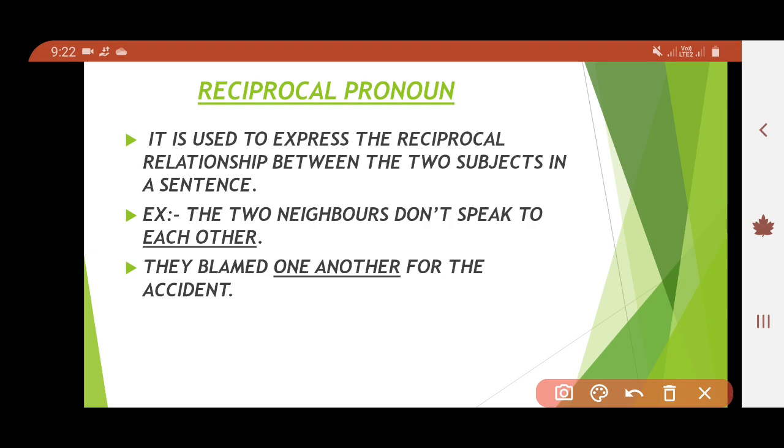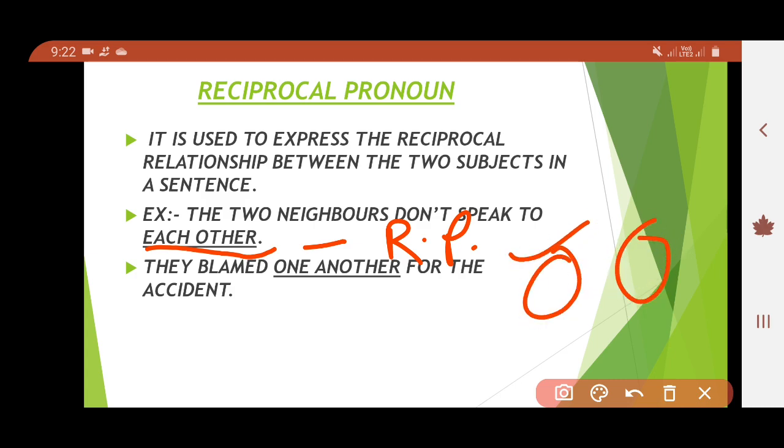The two neighbors don't speak to each other. Here each other is the reciprocal pronoun. In this sentence it is not saying about only one person. There are two neighbors. It is saying about both the neighbors. That means this neighbor also doesn't speak to this neighbor, and this neighbor also does not speak to this neighbor. Both the neighbors don't speak to each other, don't talk with each other.